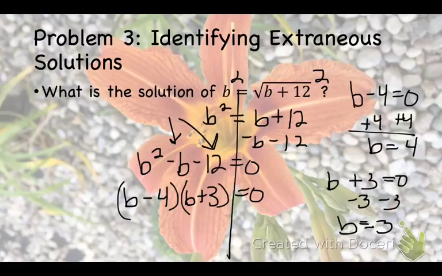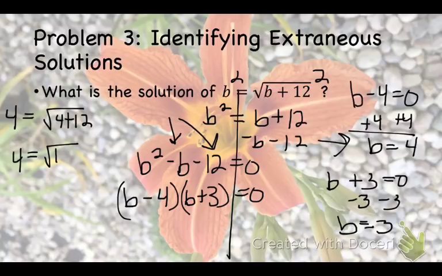So if I am first looking at the 4, I substitute it in: 4 equals the square root of 4 plus 12. 4 equals the square root of 16. And that is a true math statement. So 4 is a solution to this radical equation.